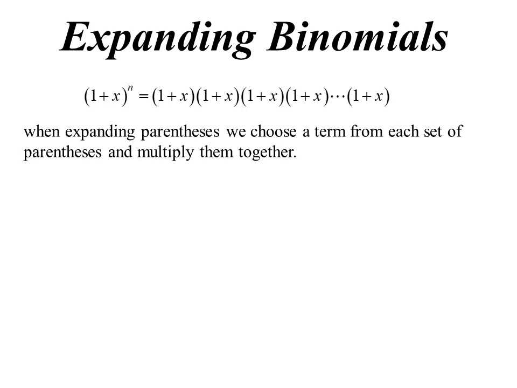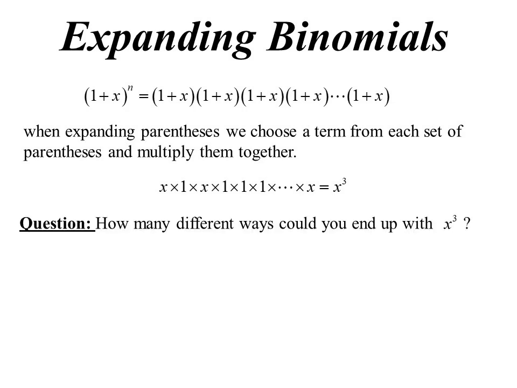So for instance, I could take x out of the first one, then 1 out of the second one, x out of the third one, 1 out of the next one, 1 out of the next one, 1 out of the next one, and then the very last one take out x, and I would end up with x cubed. But that's only one way I could get x cubed. How many different ways could I have ended up with x cubed?